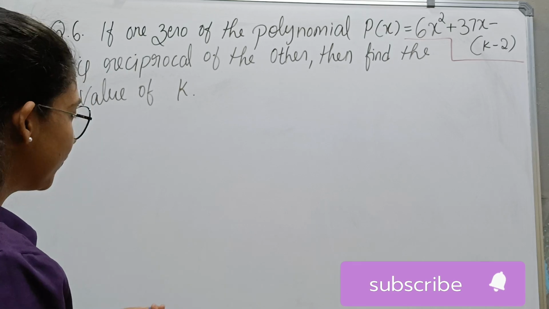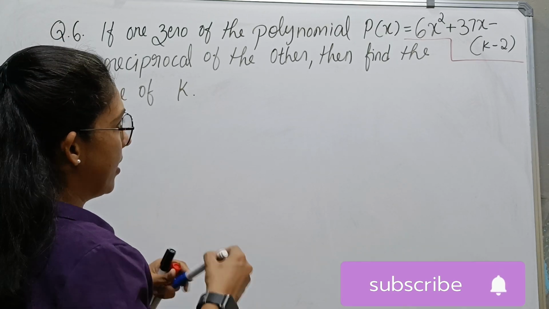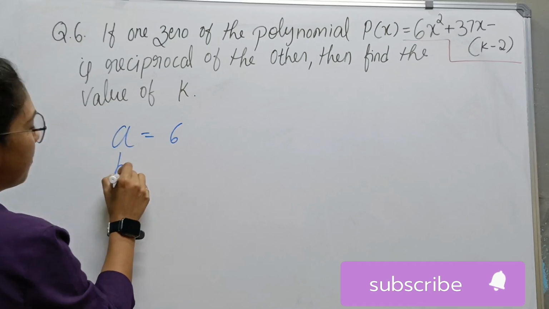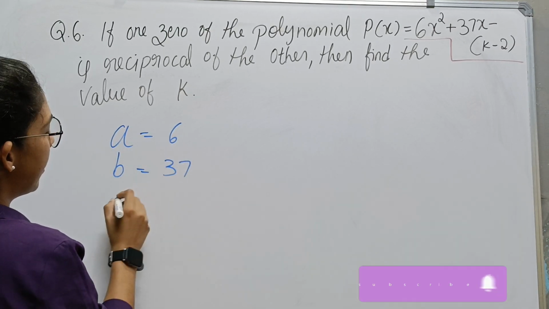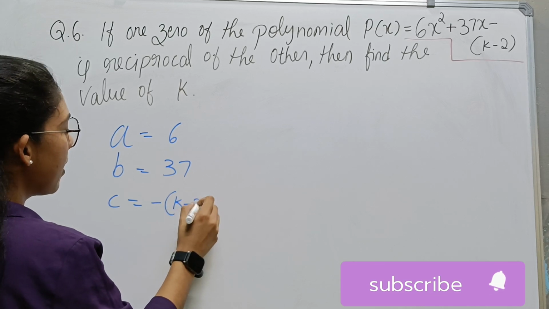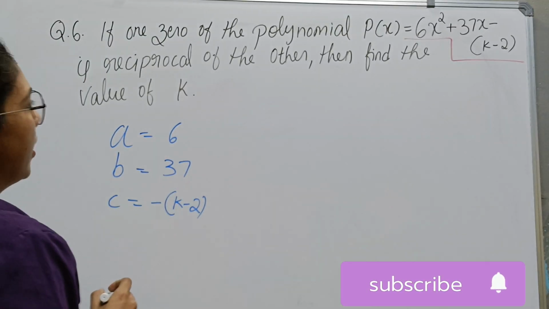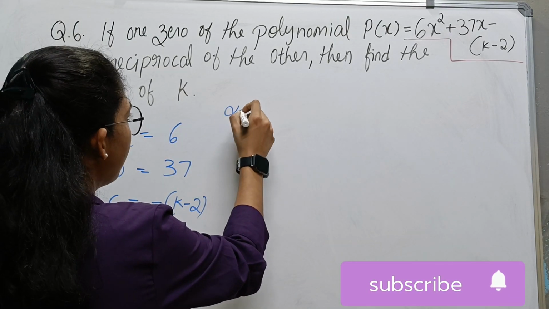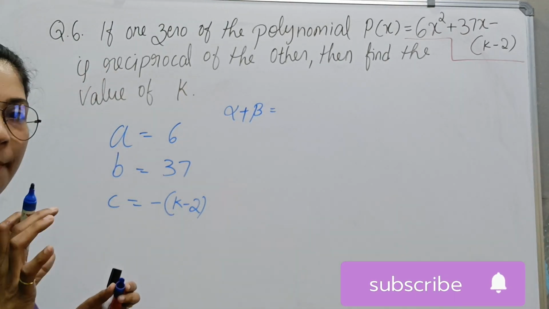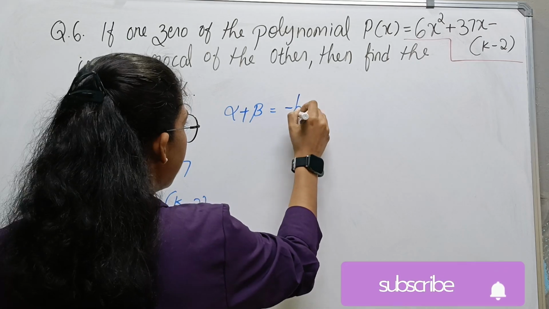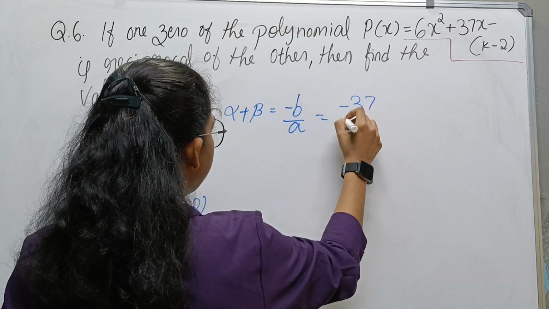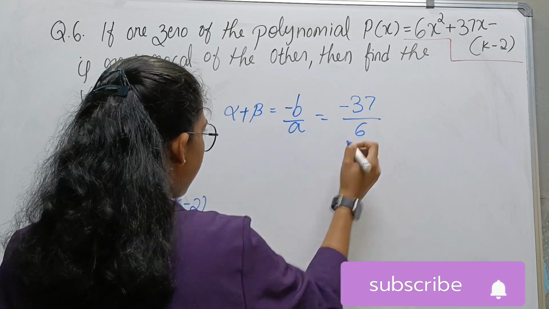So let's start. a is equal to 6, b is equal to 37 and c is equal to minus of k minus 2. And alpha plus beta, the sum of the two zeros, is minus b upon a, that is minus 37 upon 6.